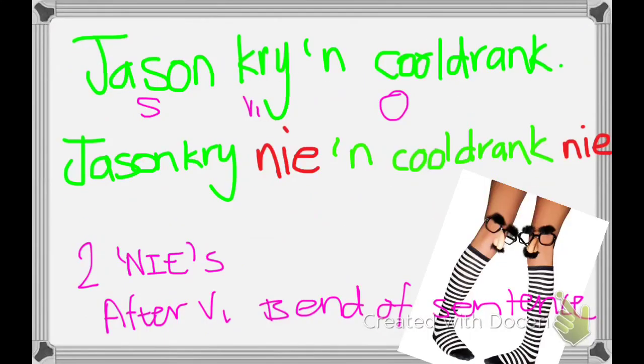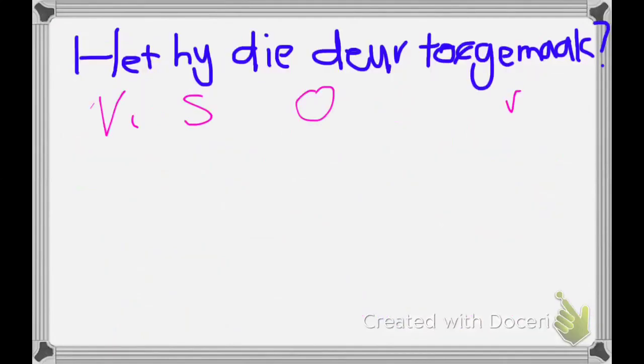Sorry, that jumped a little bit further than I thought it would. Jason kry nie 'n koeldrank nie. So like a normal human being, it has two knees. And the first knee goes after the first verb, and the second knee goes to the very end of the sentence after everything.